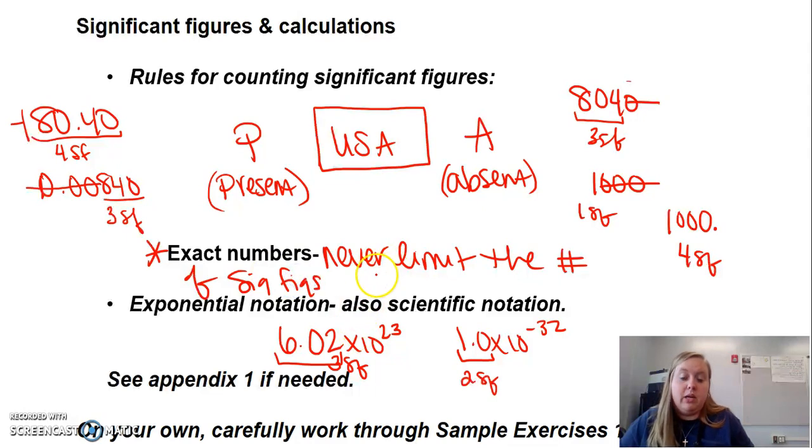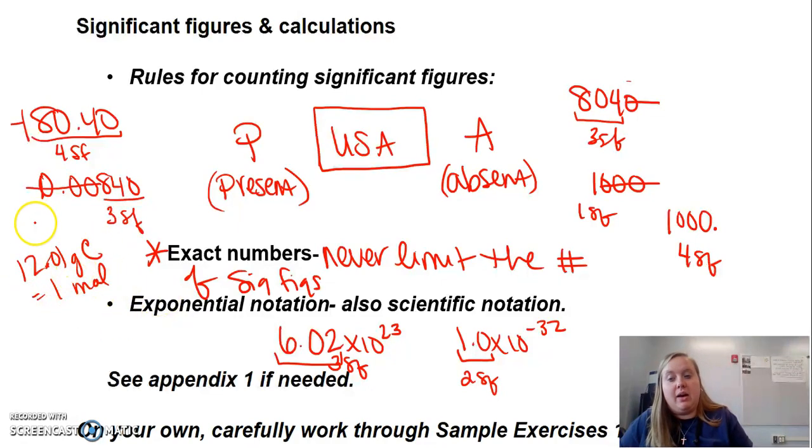Which is why if you're doing mole conversions and you're converting from grams to moles, the fact that there are 12.01 grams of carbon in 1 mole, well, that's an exact number. Both of those are exact numbers. So we say that it's not going to limit your sig figs. But if you had 6 grams, that's a measured amount, so then your 6 would be limiting your sig figs. But exact numbers never limit sig figs.